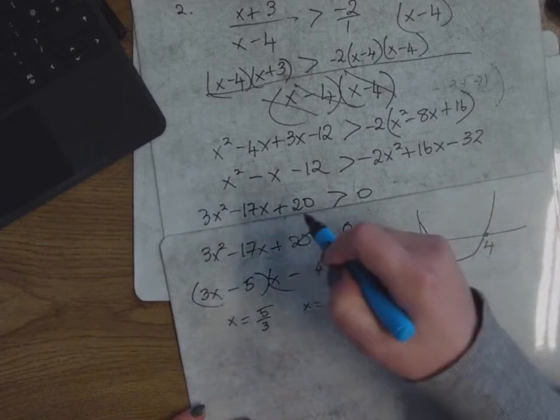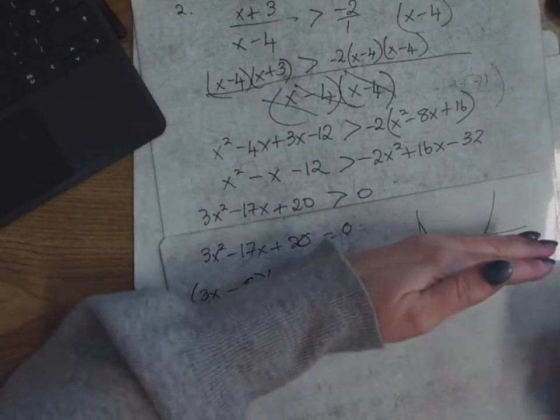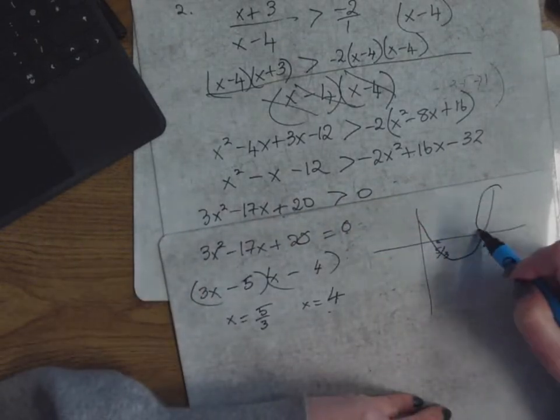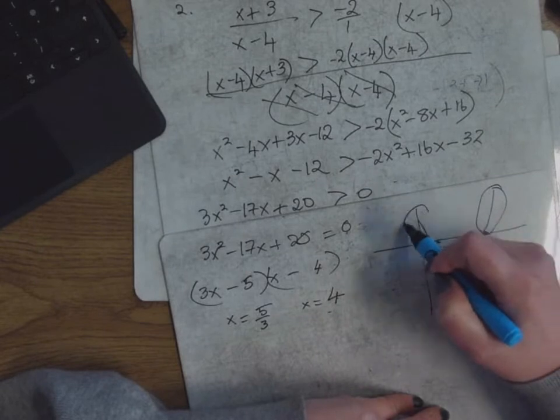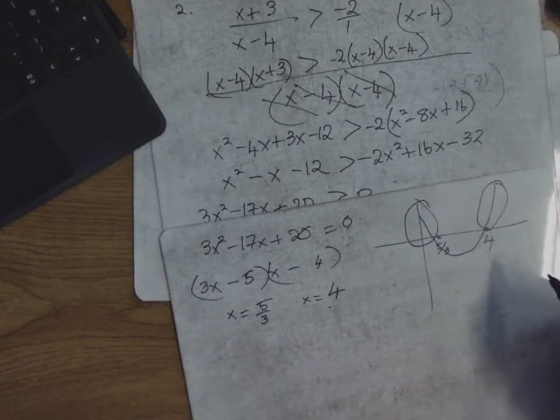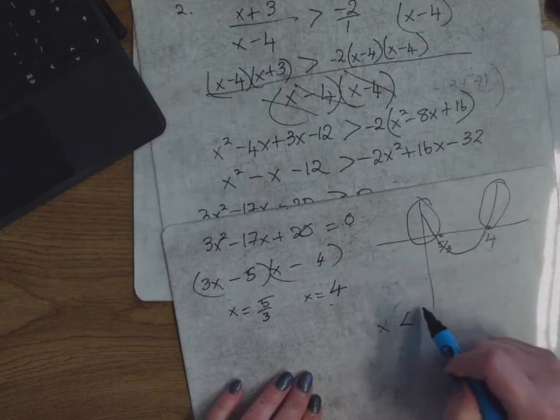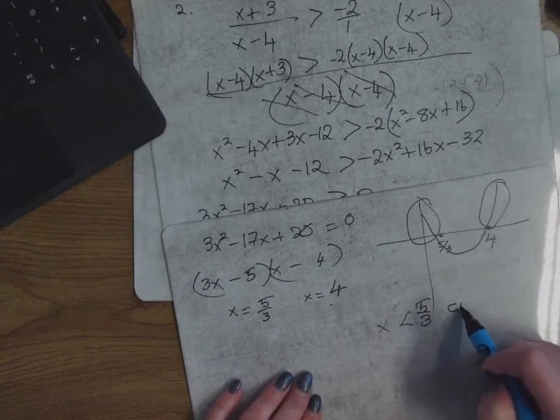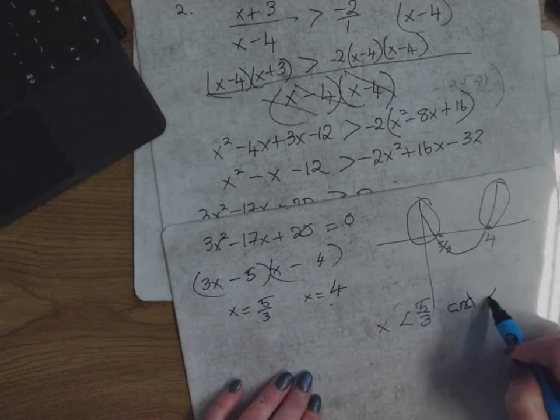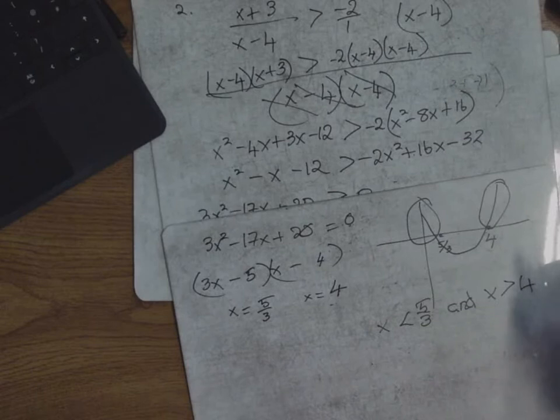And the question is, where is it greater than 0? So where is it greater than the x-axis? This bit here is greater than the x-axis, and this bit here is greater than the x-axis. So when x is less than 5 over 3, and when x is greater than 4, that whole graph is greater than the x-axis. Yeah? That's your answer.